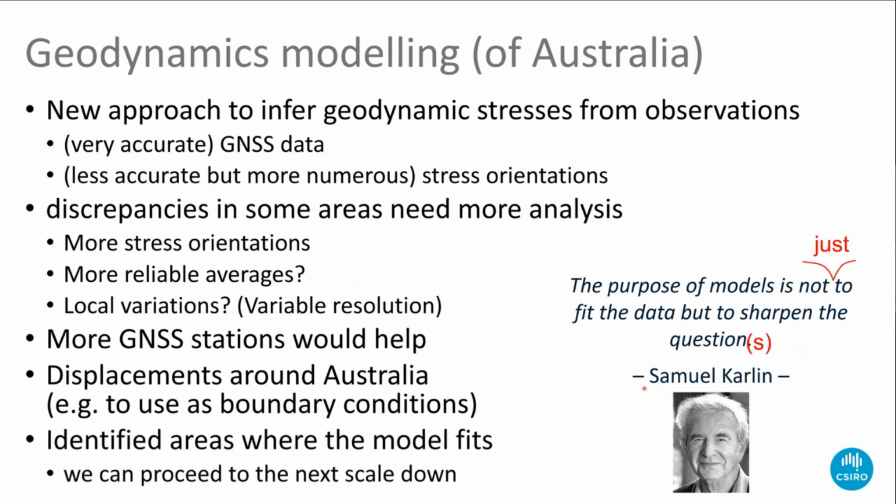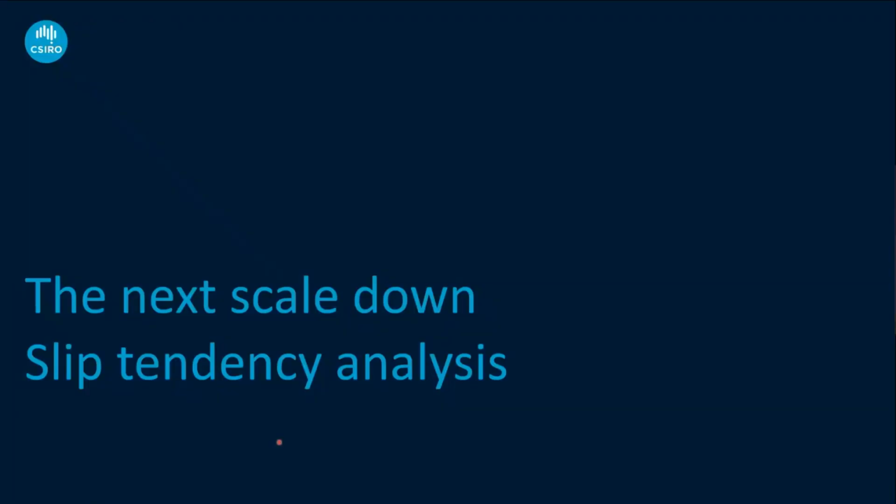So we were able to identify where the model was not fitting. That's the discrepancies. That also means that we obviously identify where it does fit. Where it does fit, then we can do this top-down approach and look at the next scale down to go towards our slip tendency analysis, which is what we started from.